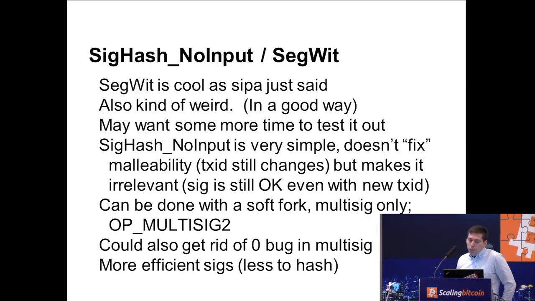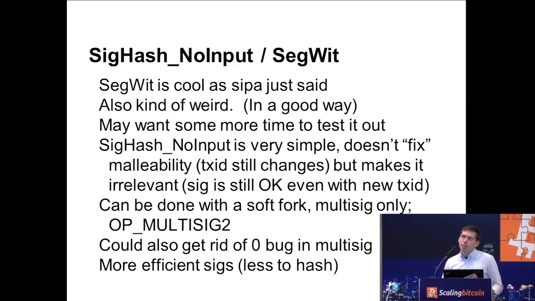And so if you were going to make a soft fork, a new multi-sig 2 with sig hash no input, you could also get rid of that zero bug where you pop off a zero from multi-sig. And it's also more efficient, since you don't have to hash as much data when you have a large transaction with lots of inputs.